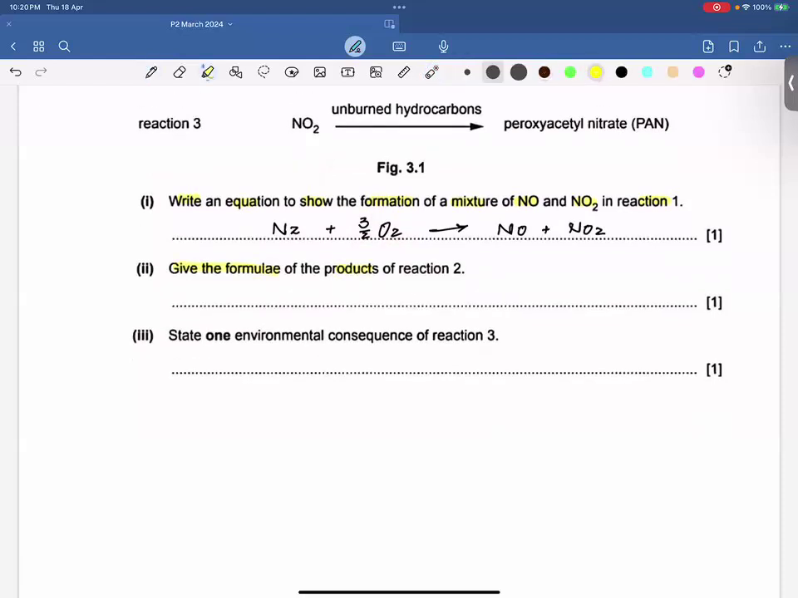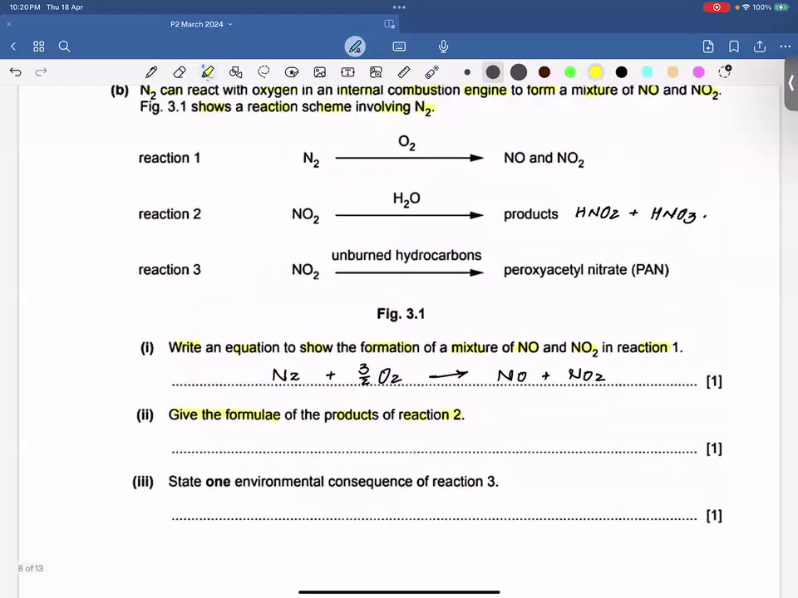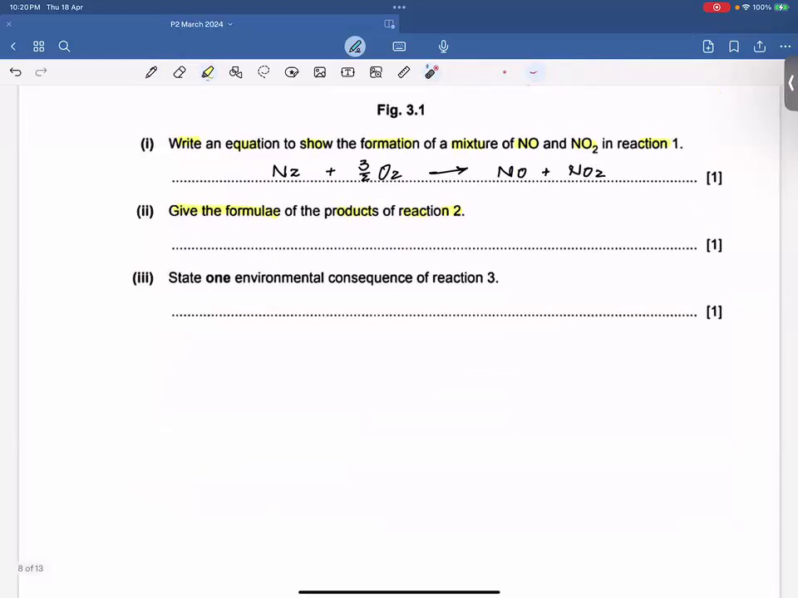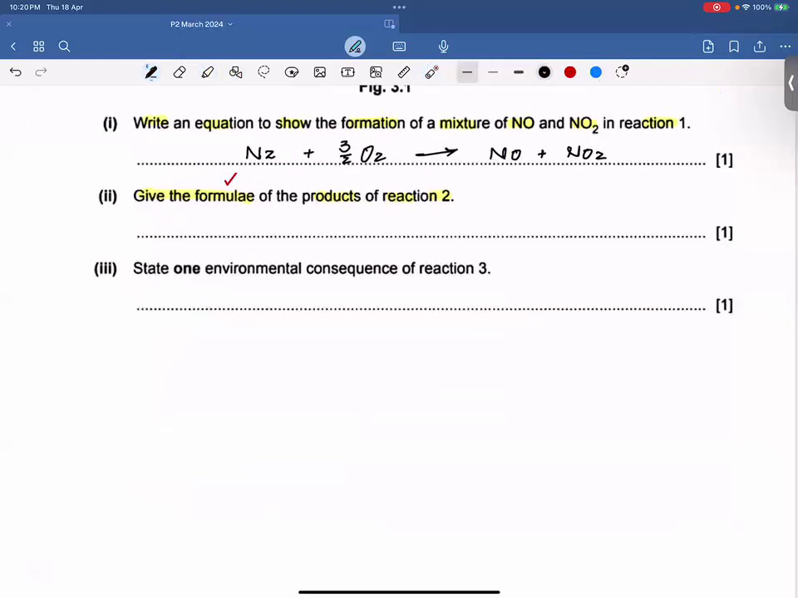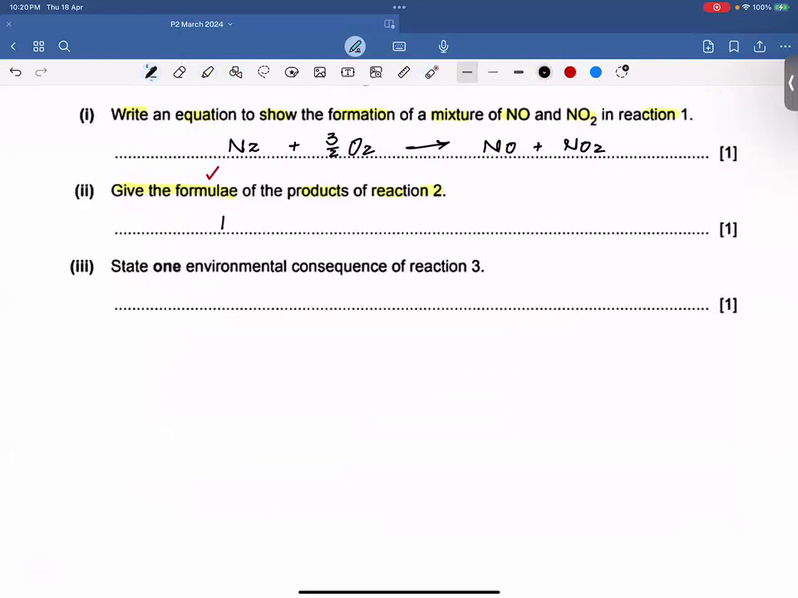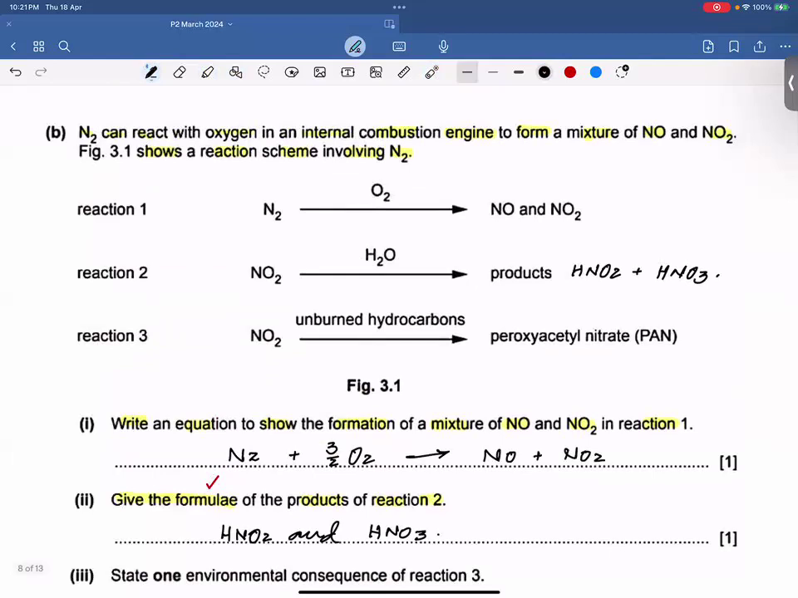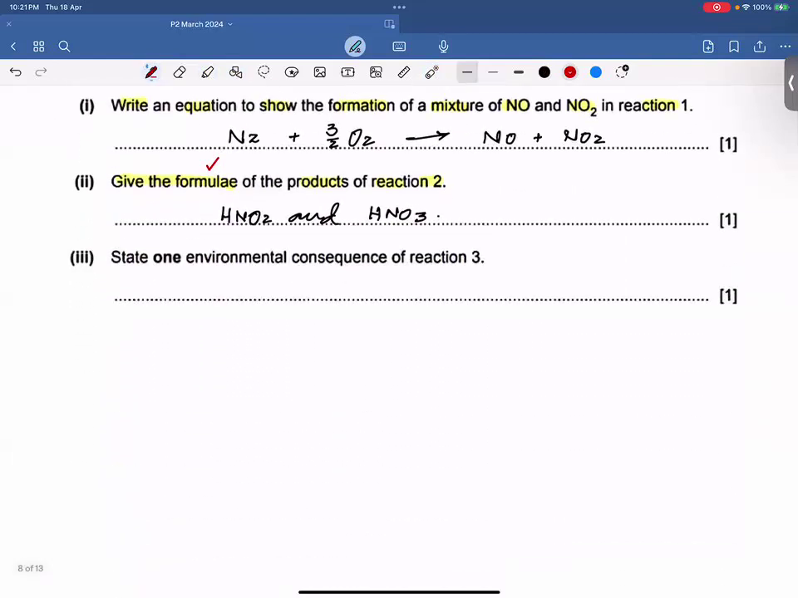Give the formulae of the products of reaction 2. Nitrous acid and nitric acid. The examiner is talking about formulae, so we cannot write the name, okay? So it's HNO2 and HNO3. And obviously, guys, we need to make the balanced chemical equation, and for that, I need to put 2 here. That's the balanced chemical equation, okay?